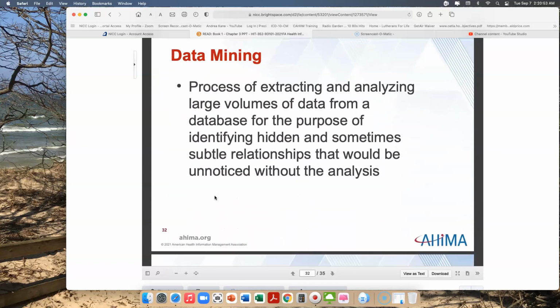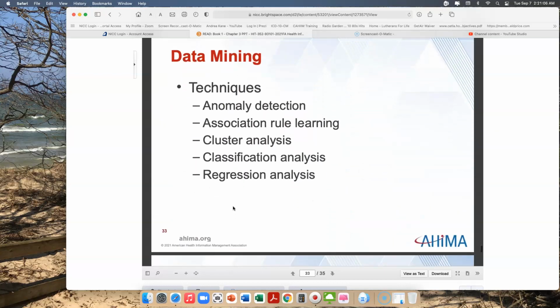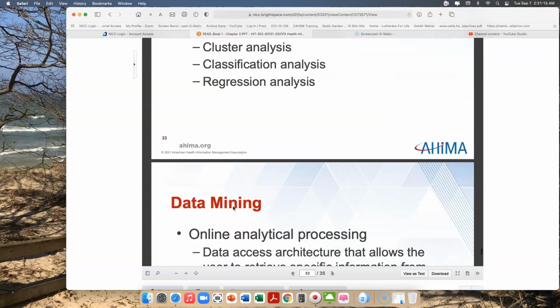Data mining is the process of extracting and analyzing large volumes of data from a database for the purpose of identifying hidden and sometimes subtle relationships that would be unnoticed without the analysis. Data mining techniques include anomaly detection, association rule learning, cluster analysis, classification analysis, and regression analysis.